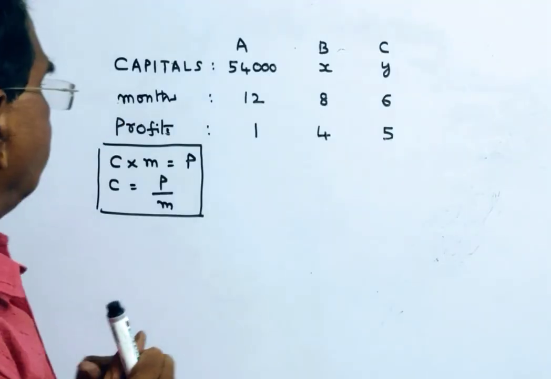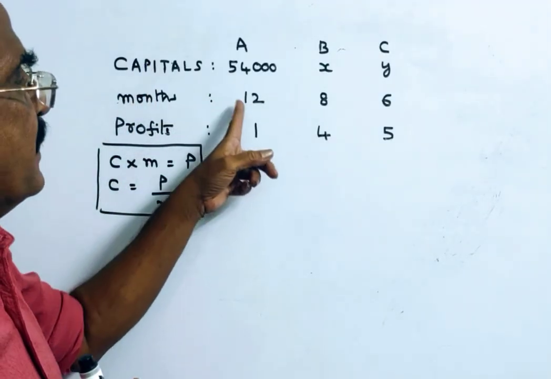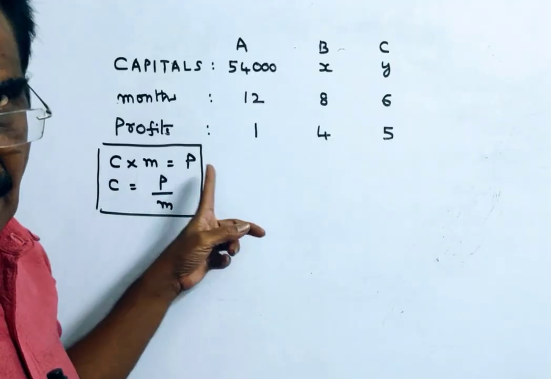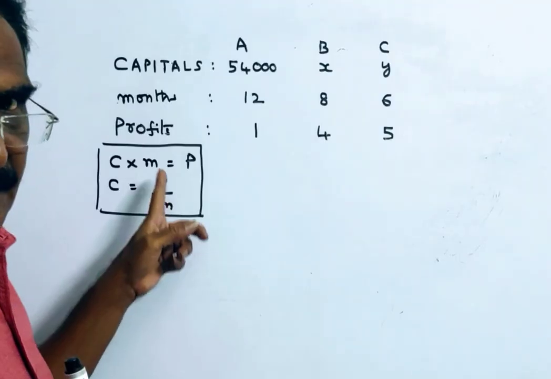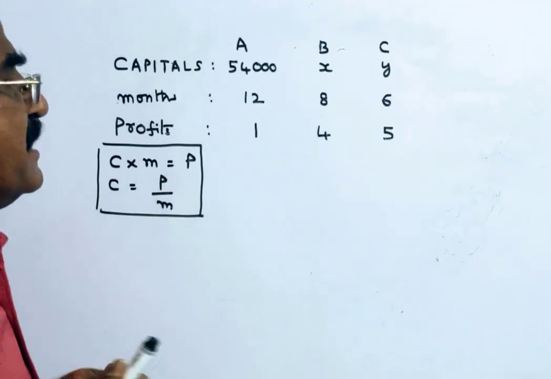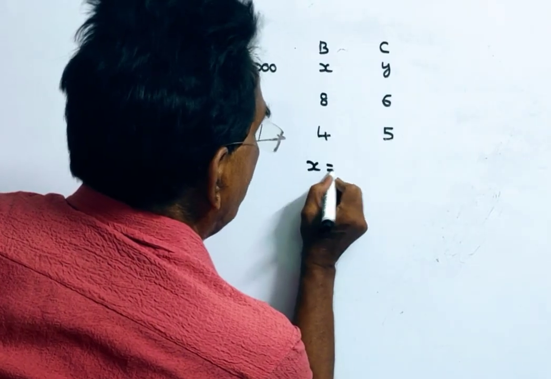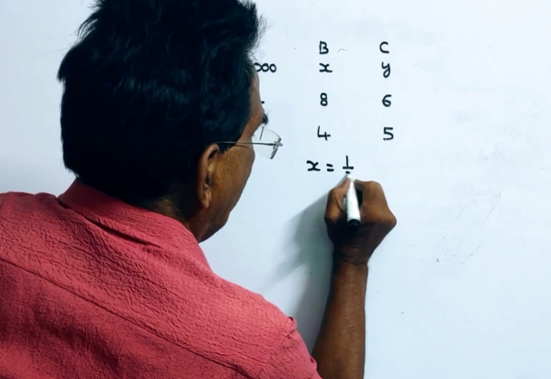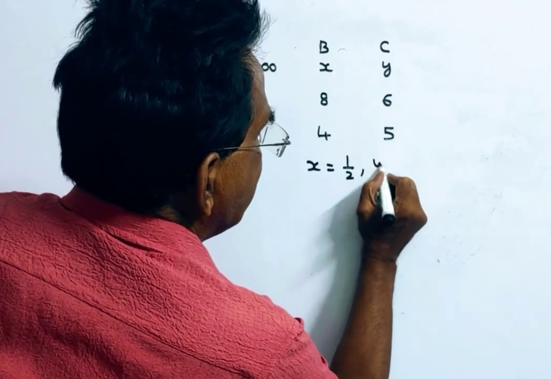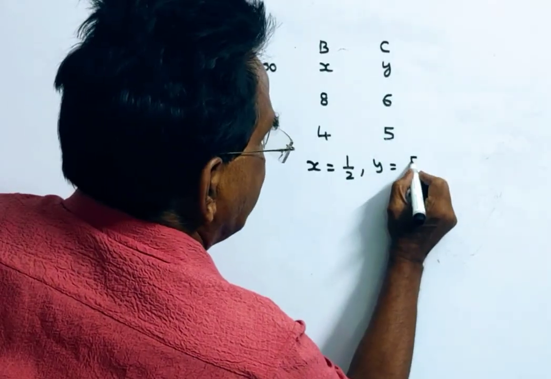Friends, we know one thing: capital into number of months is equal to profit. So capital is equal to profit by months. Here X is equal to capital, X is equal to profit by months, 4 by 8, which is 1 by 2, and Y is equal to profit by months, 5 by 6.